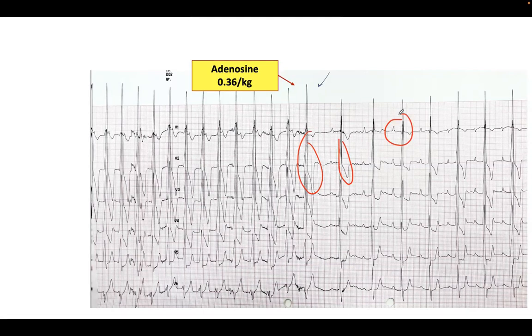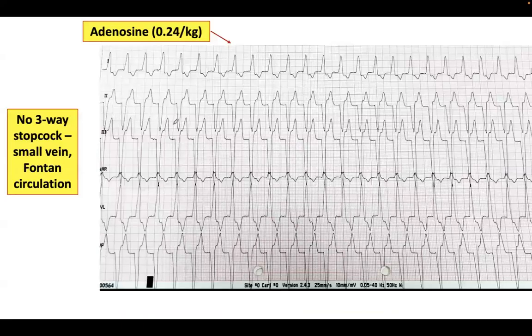But in the previous ECG, the QRS was wider. Remember, these are V1, and these are different leads. V1 versus leads 1, 2, 3. So it's a different ECG, different leads.